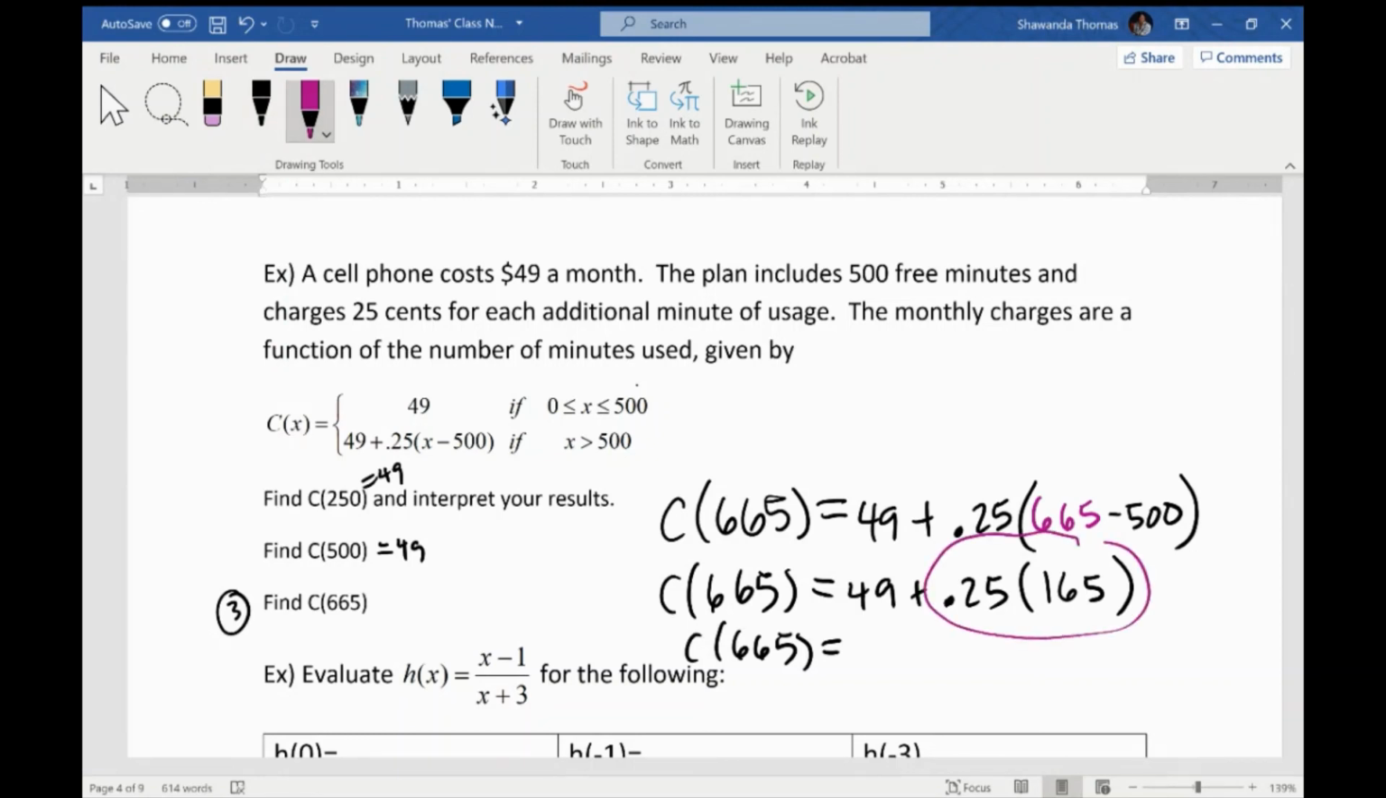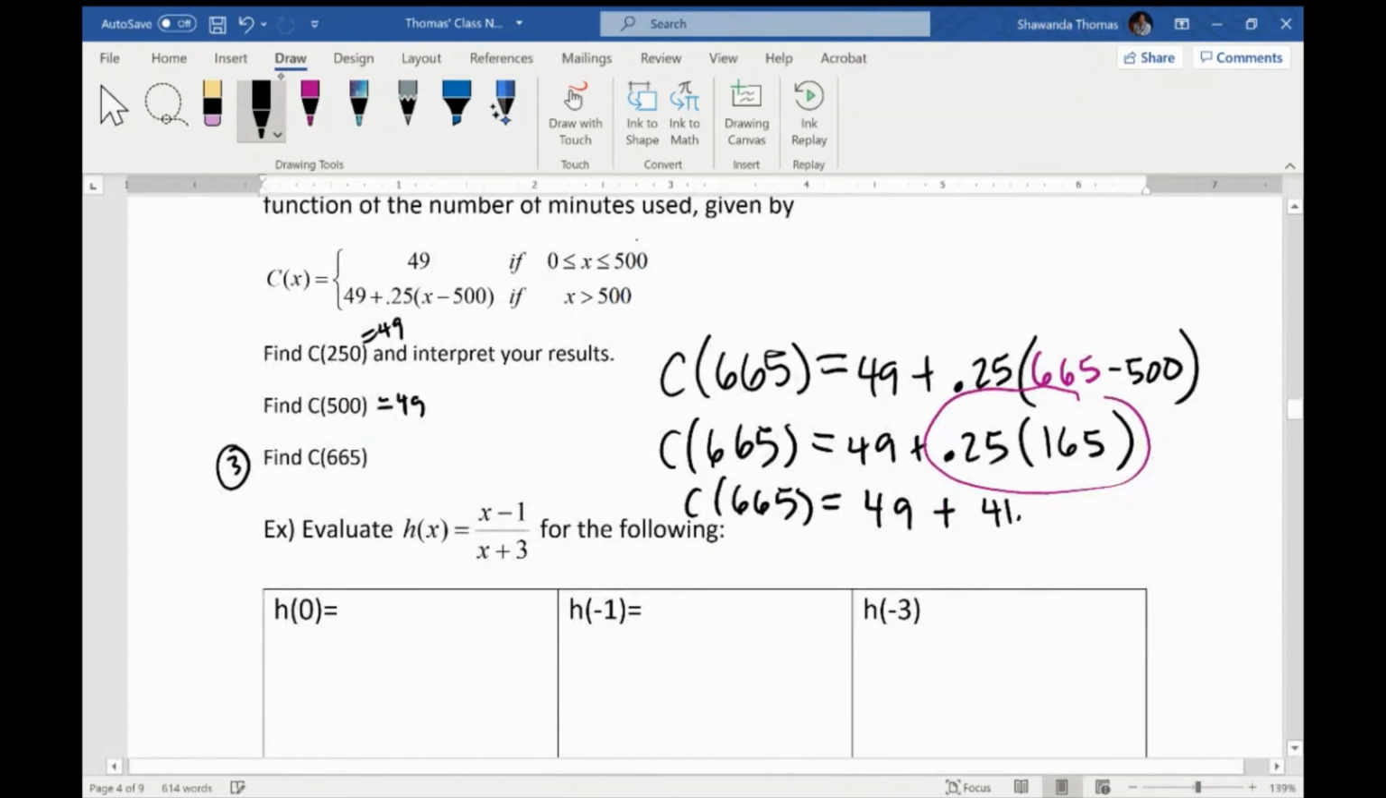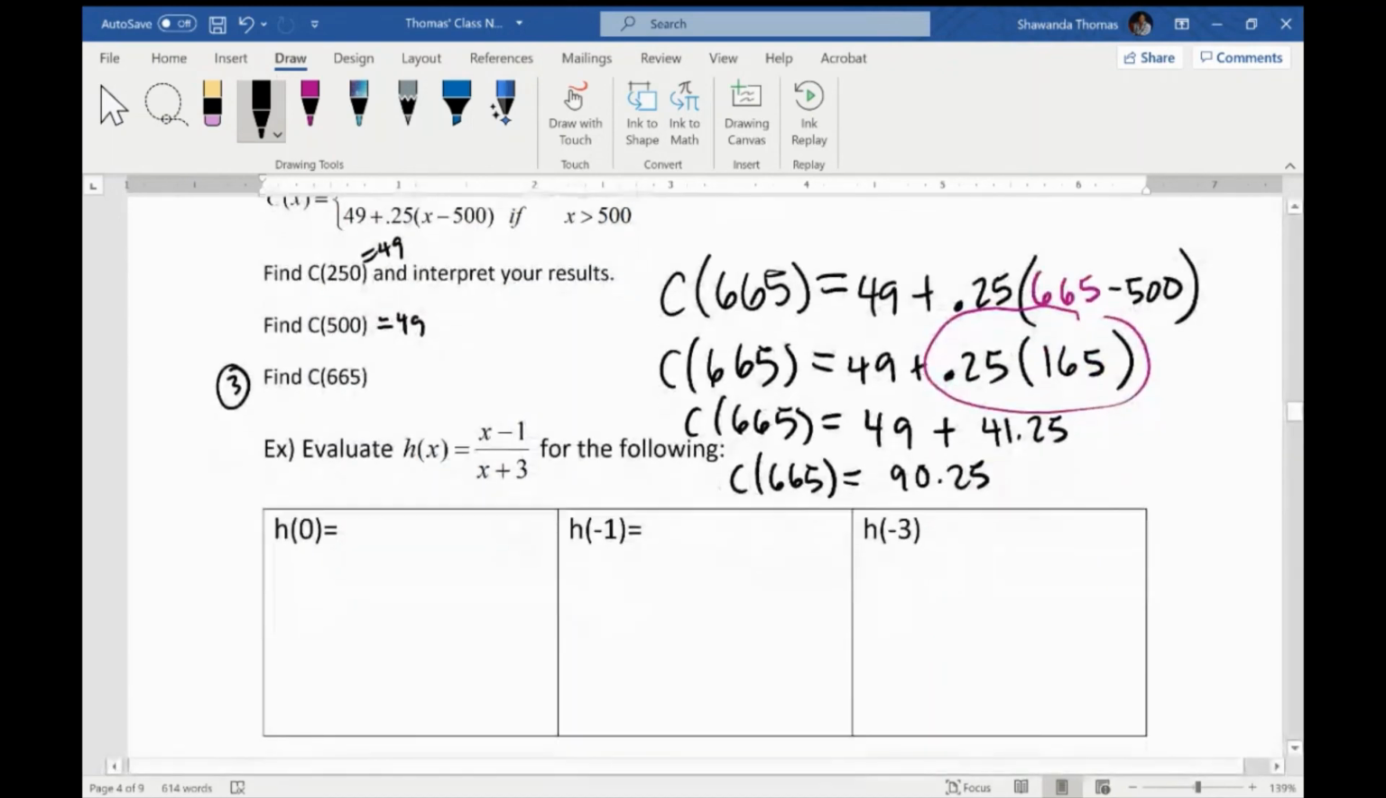All right, so I just write that 49 down. Plus what? What's 0.25 times 165? And therefore, if 665 minutes were used, what would be the cost? $49 plus $41.25, so $90.25? Yes, ma'am. Okay, great. $90.25 for that cell phone bill.